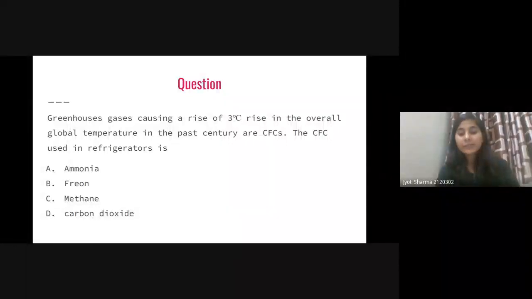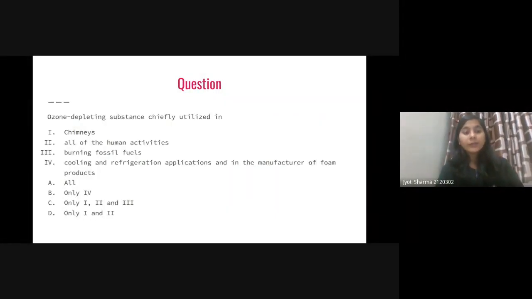Then yes, B is the right answer. That is the freon. Then ozone depleting substance chiefly utilized in... So you have to tell me why do we use the ozone depleting substances? Why do we use the CFCs? What is the use of that CFCs? Are we using it in the chimney, or in the human activities, or the burning fossil fuel, or cooling, or the refrigeration applications?